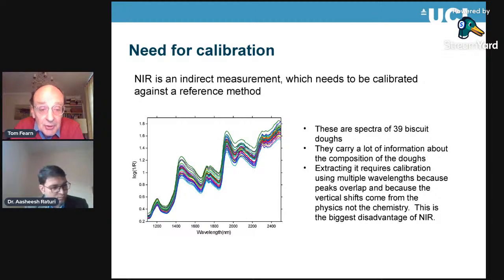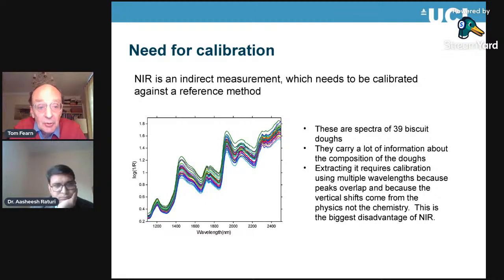But this carries lots of information about the composition of the biscuit doughs, about the amount of water, sugars, protein, oil in the biscuit doughs. But extracting it is quite messy. What you can't do is take one single wavelength and say this corresponds to an absorption. Oh yeah, I should explain the vertical scale. It's log 1 over R, so it's the log of 1 over reflectance. Reflectance being the proportion of incident light that comes back. And that's called absorbance.